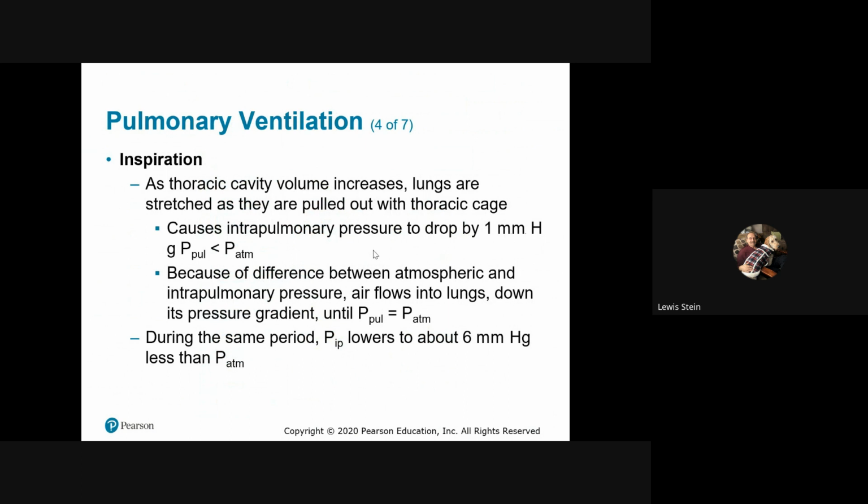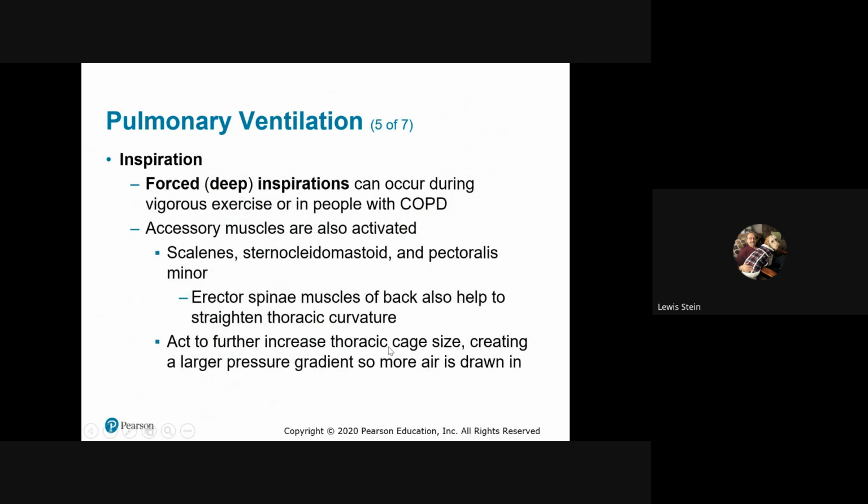And so basically, they're going through the numbers that are there. You can see it lowers the pressure maybe about 6 millimeters of mercury. So it drops just enough to make sure that air comes in.